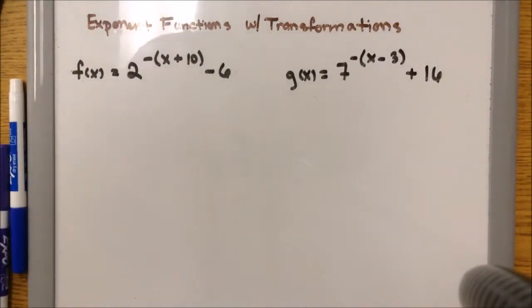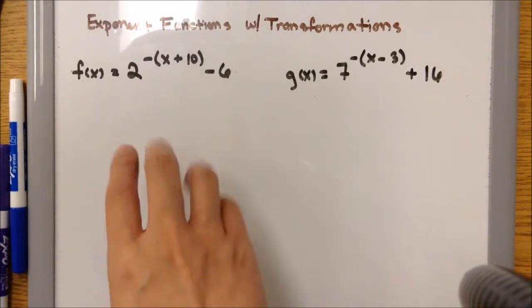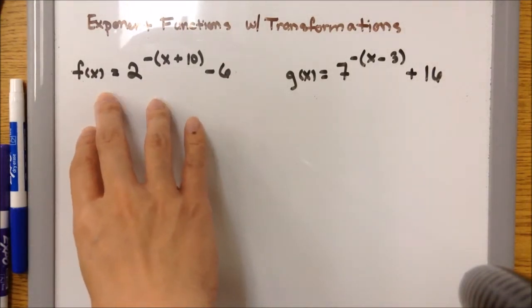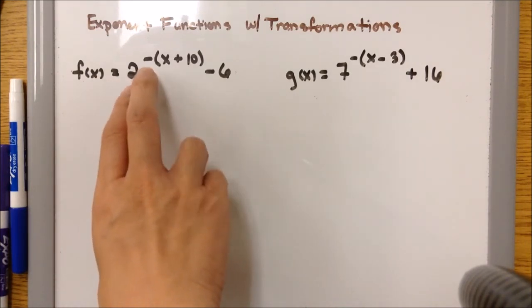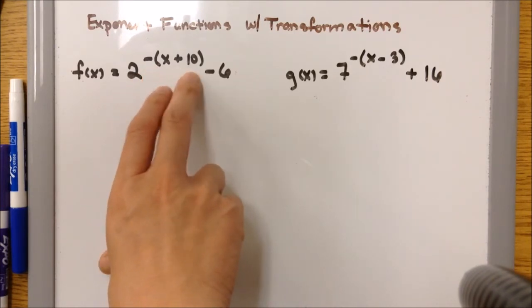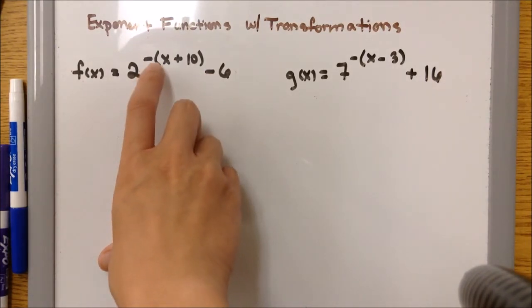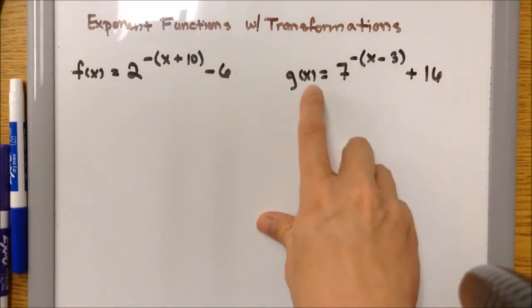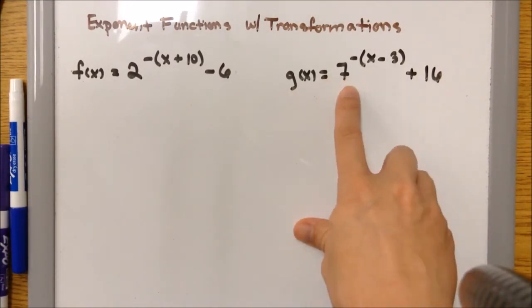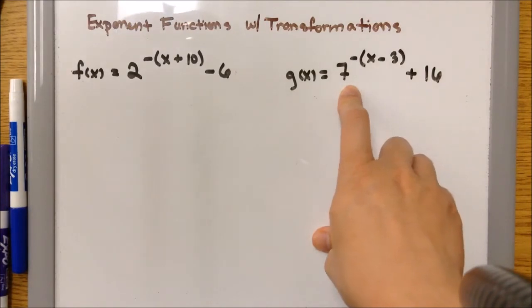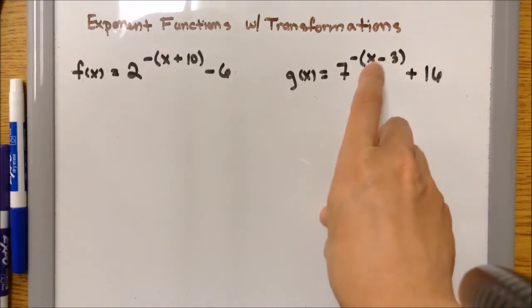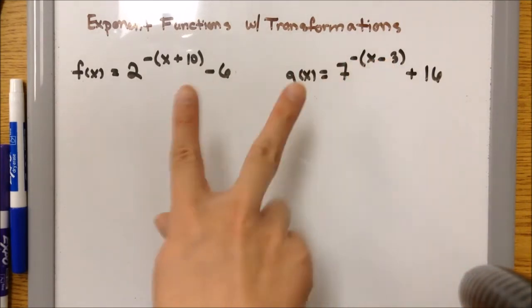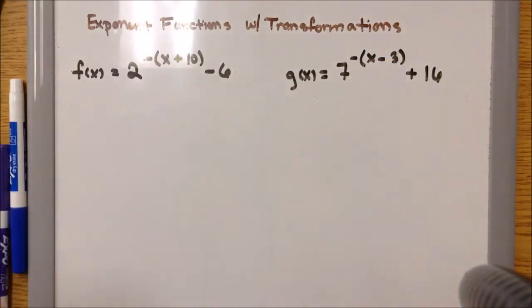Alright, what we're going to talk about is what happens when there's a negative on the x. So we have our example 5, it has 2 to the power of negative x plus 10 and then minus 6. So there's a negative in front of the x here. Example 6, the base 7 is to the power of negative x minus 3 and then plus 16. We see that there's a negative in front of x. So these two both have a negative in front of x.